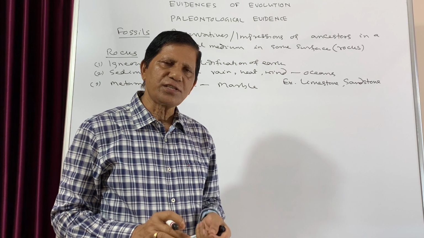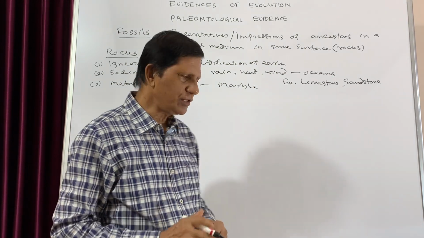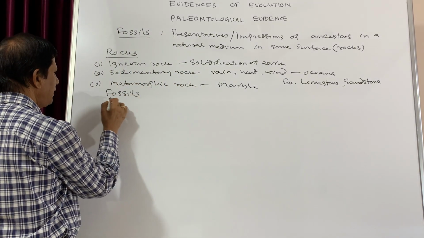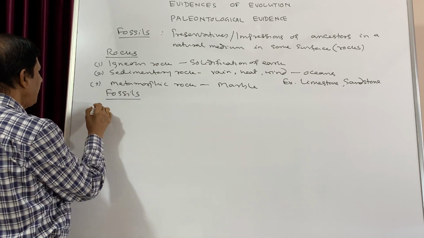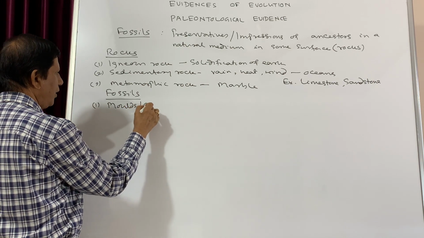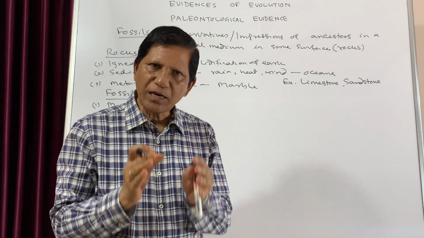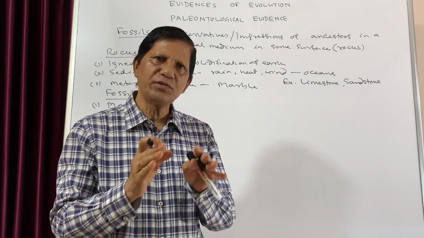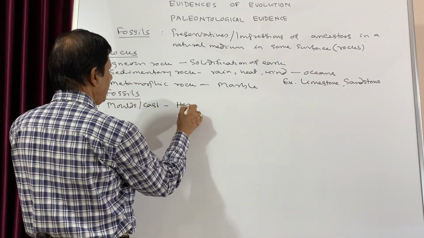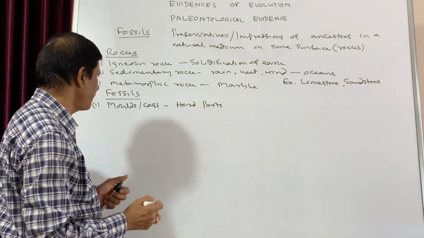Then in these rocks, the different fossils are present. So what are the different types of fossils? So in the next step we have to discuss the different types of fossils. Now one type of fossil is the molds or cast. Usually in organisms, those which are hard parts, the hard parts are usually preserved in the rocks. So they are known as molds or cast. The hard parts are usually preserved and the soft parts are usually decayed.